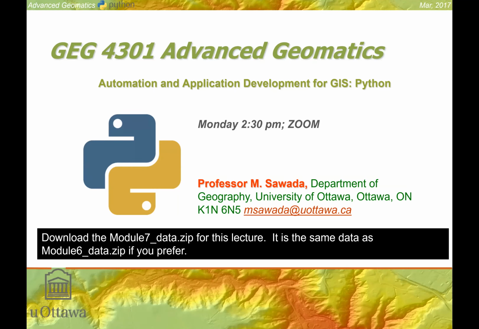If you want to follow along with any of the examples in the lecture portion, just make sure you download the module 7 underscore data zip, unzip it to a place where you'll know what it is. It's the same data that we used in module 6. So if you already have that somewhere, you can go ahead and use that instead of the module 7 data.